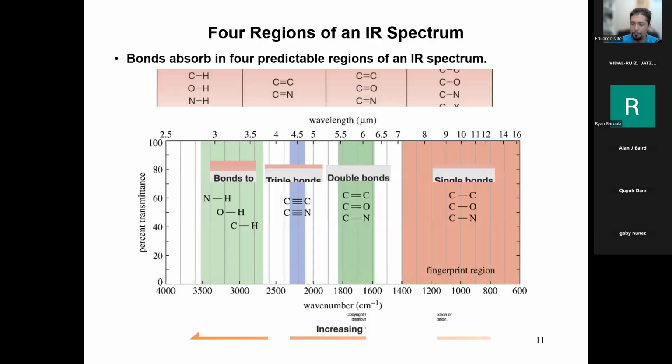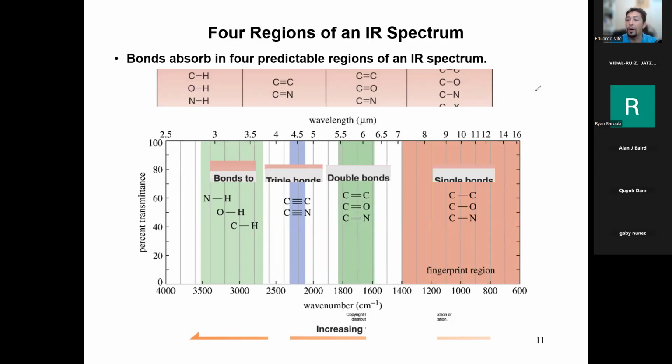Finally, what you've all been waiting for. This is how we know what's what. We have the whole spectra, 400 to 4,000. Here they cut it off at 600 because it's probably from an older textbook. In general, it's usually from 400 to 4,000 or a little bit more, a little bit less.